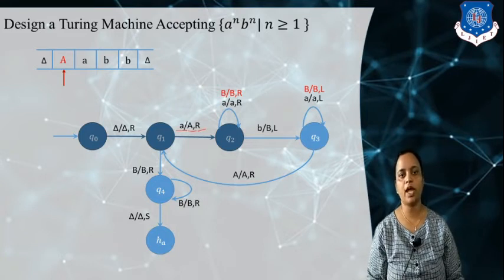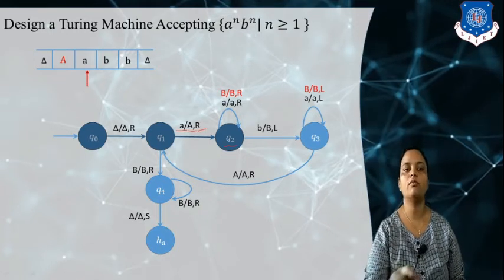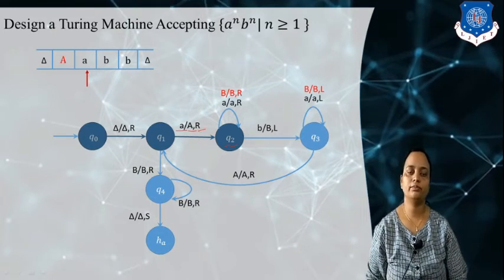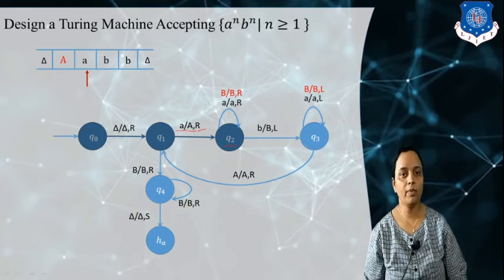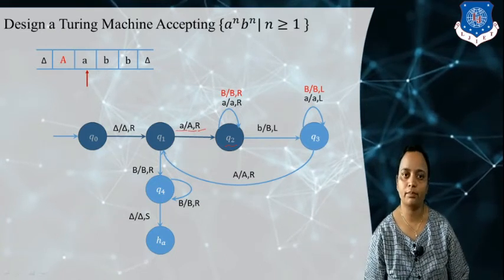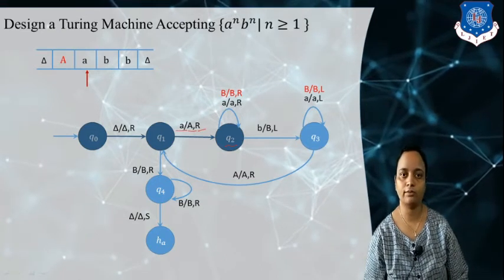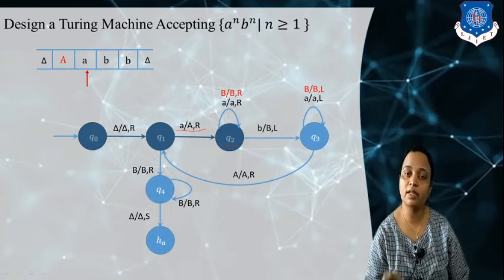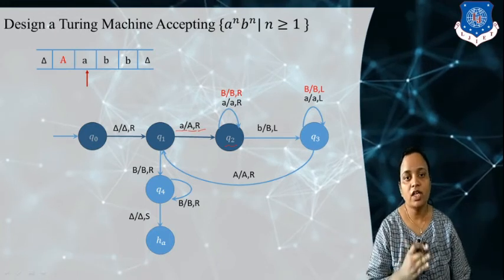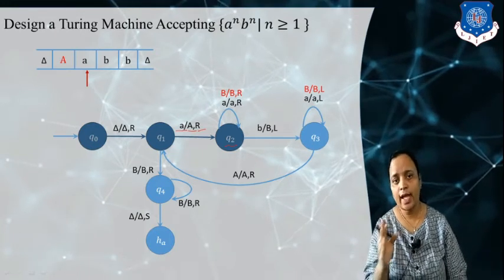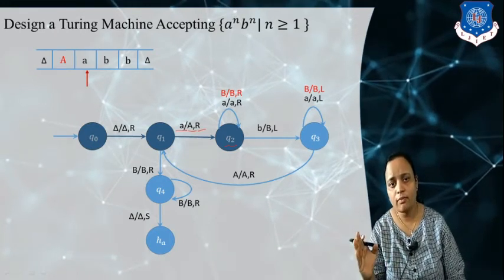So here we have counted the first A. Right now we are at state Q2 and we move the head. Now my step number 2 says that if there is no B, we have to reject the string. But here there is a B in the string, so we do not need to reject it, but we need to move to the right side and check whether there is a B or not.